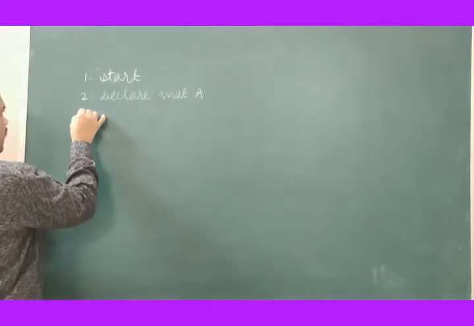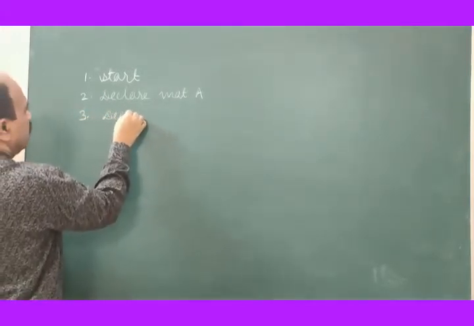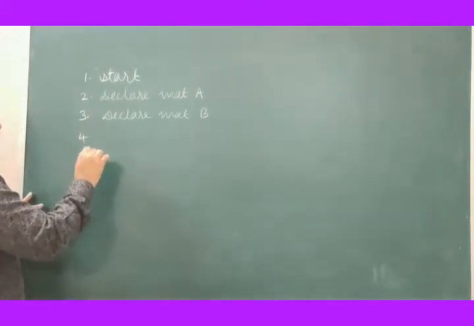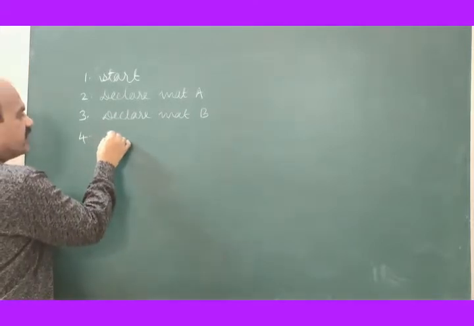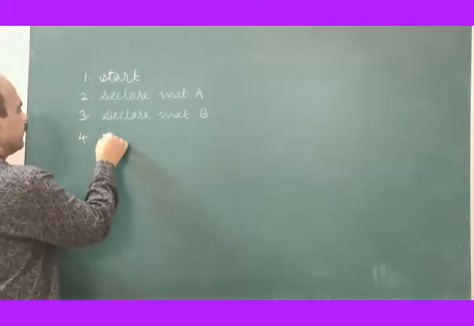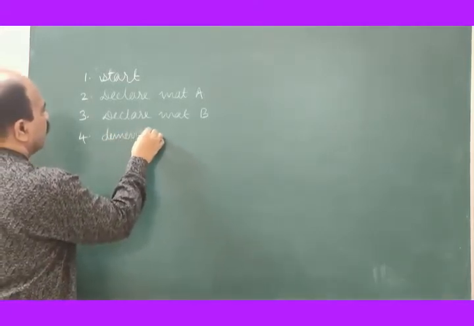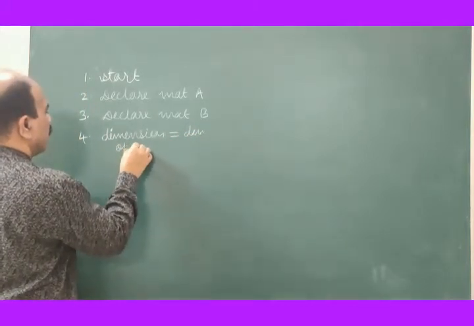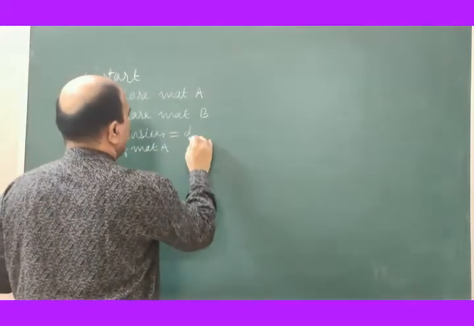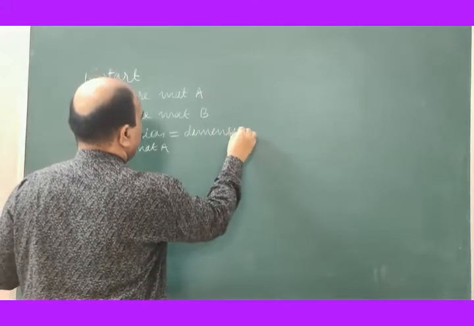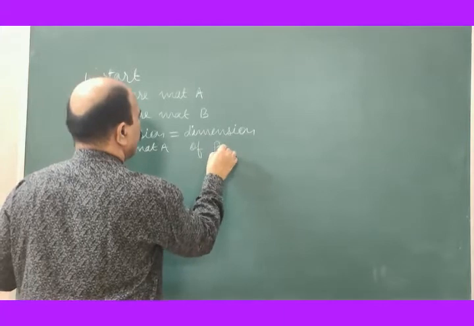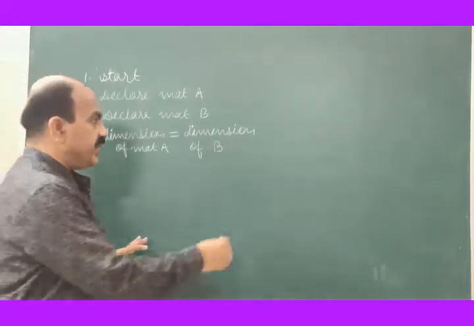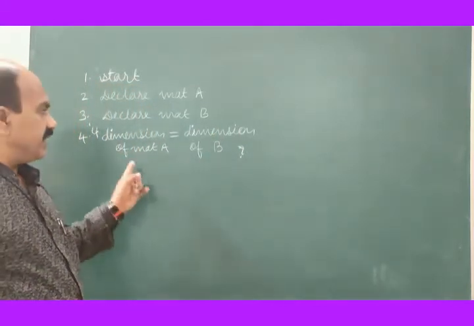Declare the dimensions of matrix A. Declare the dimensions of matrix B. Fourth condition: the dimensions of A should be equal to the dimensions of B. If the dimensions of A are equal to the dimensions of B, if this is true, you can go ahead.